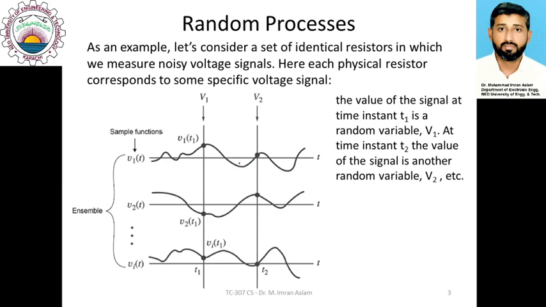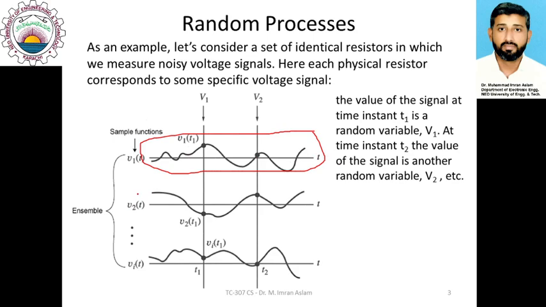So here's the graphical illustration regarding a random process. Let us take a simple case where there are multiple resistances and we are trying to measure the noise voltage across those resistances. So there are a number of resistances which are shown here. If we measure the voltage across the first resistor, we will be getting a function of time, which is called a sample function.